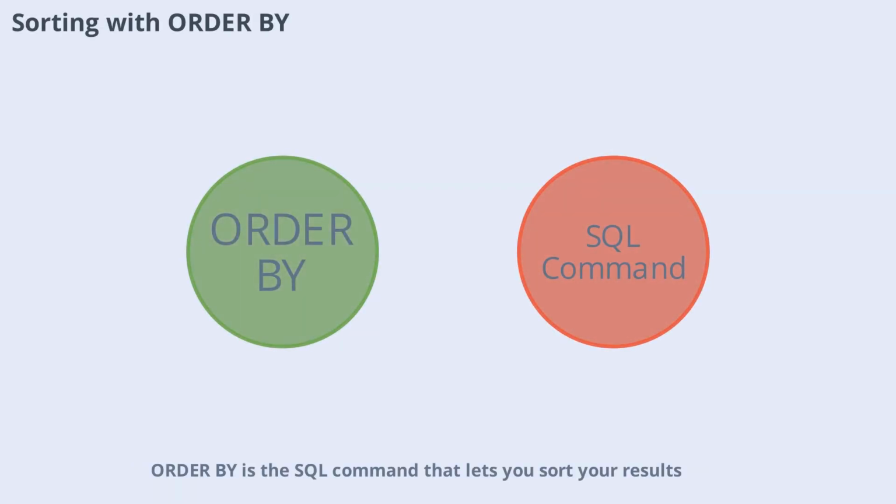ORDER BY is the SQL command that lets you sort your results. Want to see the highest sales first? Or maybe you want to list customers alphabetically. ORDER BY makes it easy to arrange your data in the order that makes the most sense for your analysis. It's a simple but powerful way to organize your results.